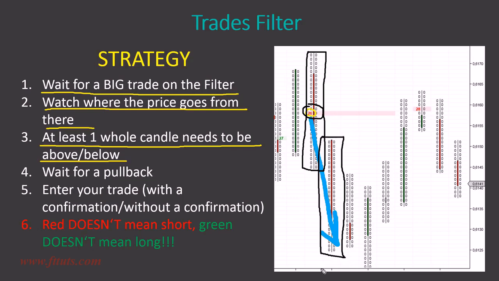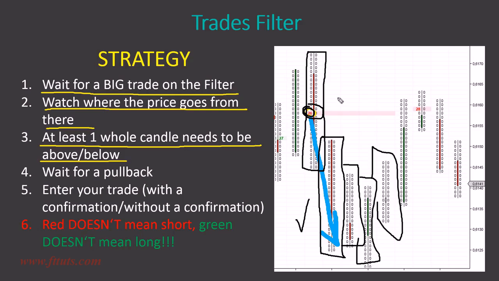Alright, so in here, as this candle formed, this condition was met. Then also those candles were below this number. But you only need one candle below or above. Now, what you do next is you wait for a pullback.